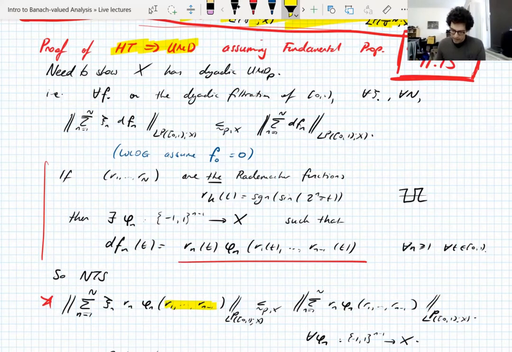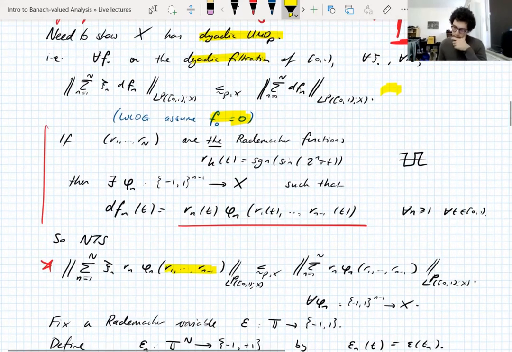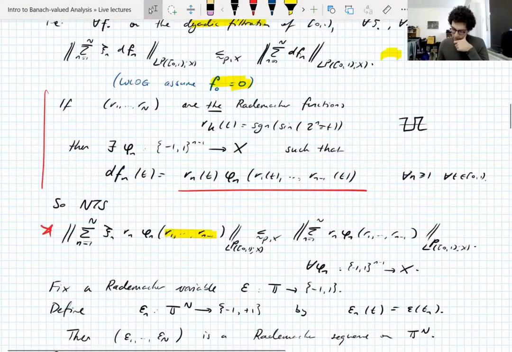We need to show that X has the dyadic UMD property, because that's equivalent to the UMD property. So we take a martingale with respect to the dyadic filtration. We need to show this unconditionality. Nothing's changed yet. We assume that the zeroth term is zero without loss of generality. We can always add that back on. And we represent the difference sequence of the martingale in terms of Rademacher functions. This was something we proved very quickly at the end of the previous hour.